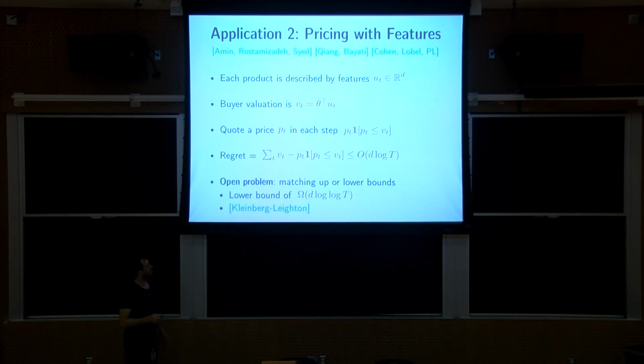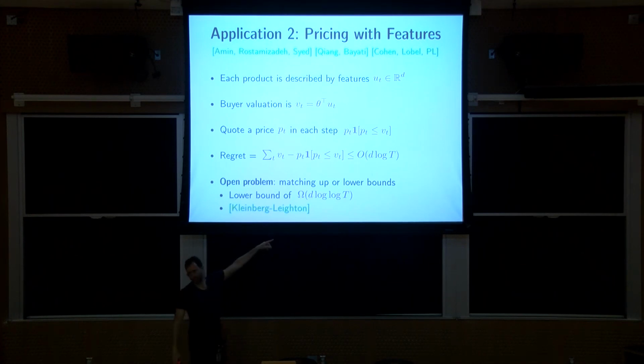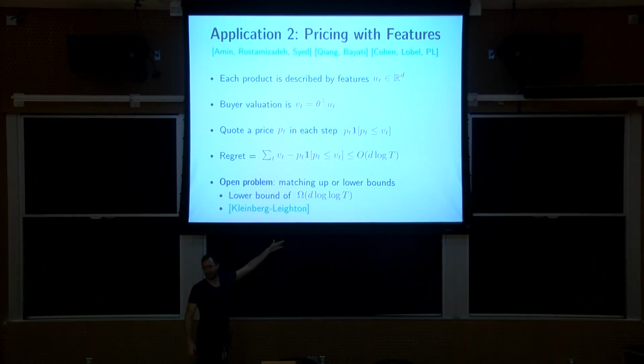In particular, the only lower bound that we can prove is d log T. And the reason that doing binary search for pricing is different from the usual binary search is that you can't just count mistakes. Quoting a price that's too low, you don't get 0 or 1, you can still get most of your price if your price is too low. And so it's a very asymmetric problem, and that makes it very hard to reason about. Kleinberg and Leighton had a really nice paper where they solved the one-dimensional problem. For one dimension, they get log log T regret, and that's tight.